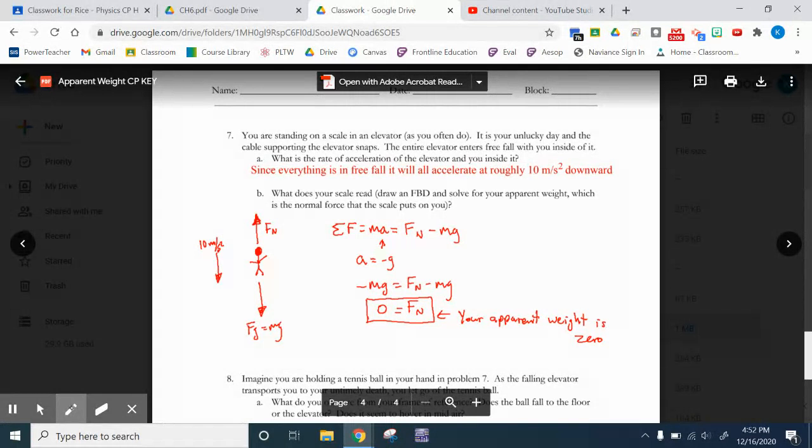Well, if you're in free fall, then your acceleration would be g, or roughly 10 meters per second squared downward. So no work required there. It's just realizing what free fall is. What does your scale read? Draw a free body diagram and solve for your apparent weight.